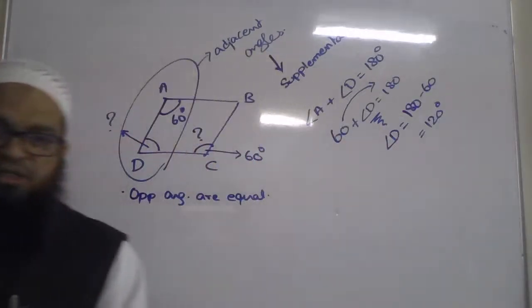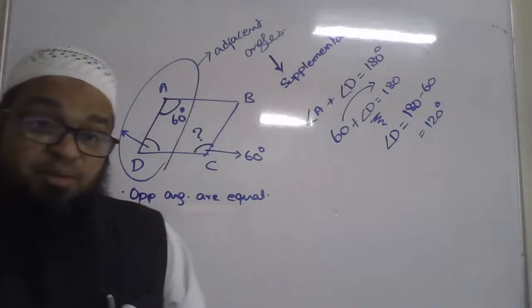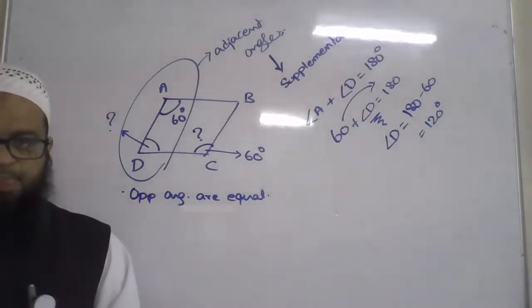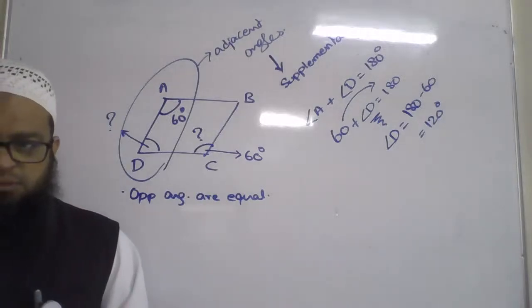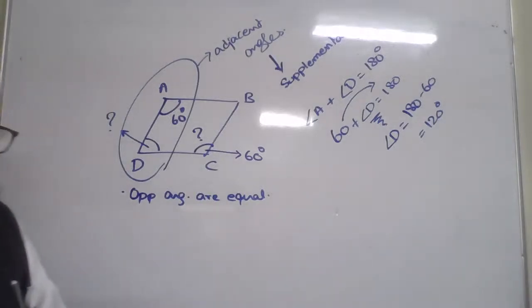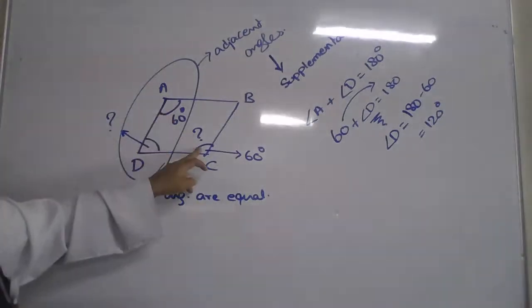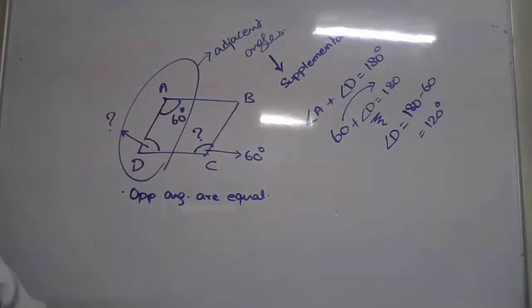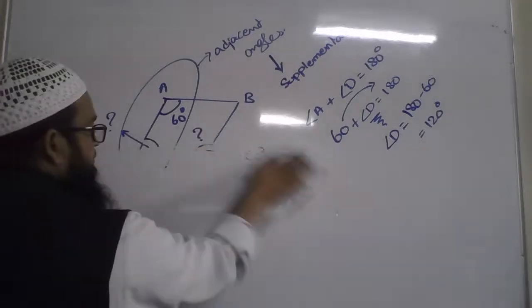Did you understand, my dear students? Very, very important. Questions based on this will come. Is it clear? Shall I repeat? So opposite angles are equal and adjacent angles are supplementary. Good.